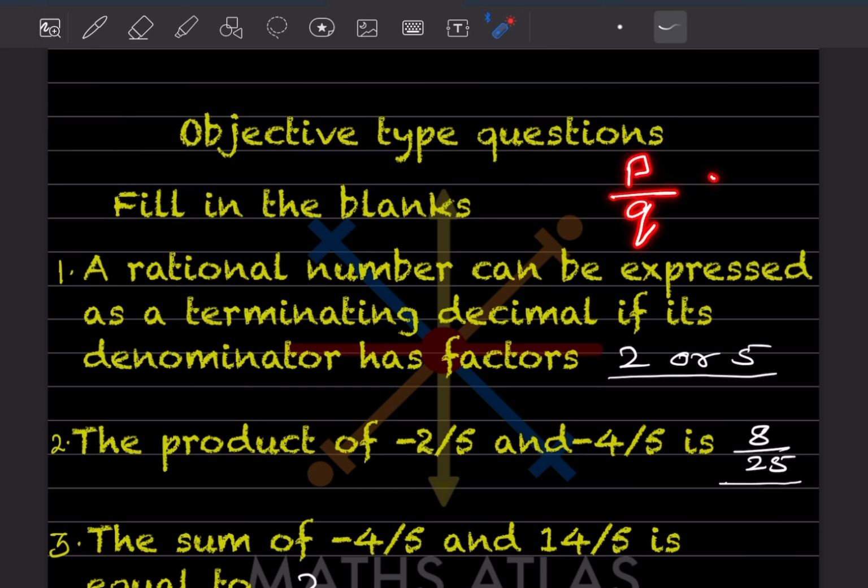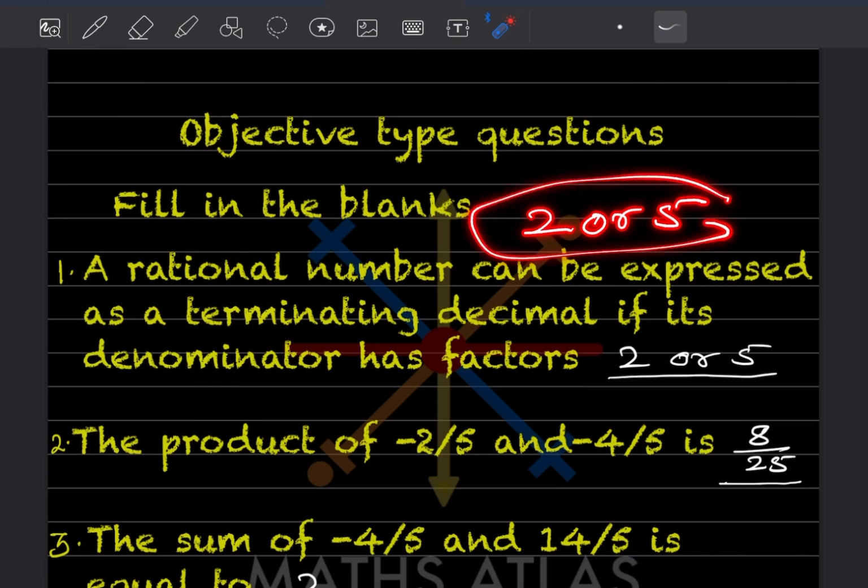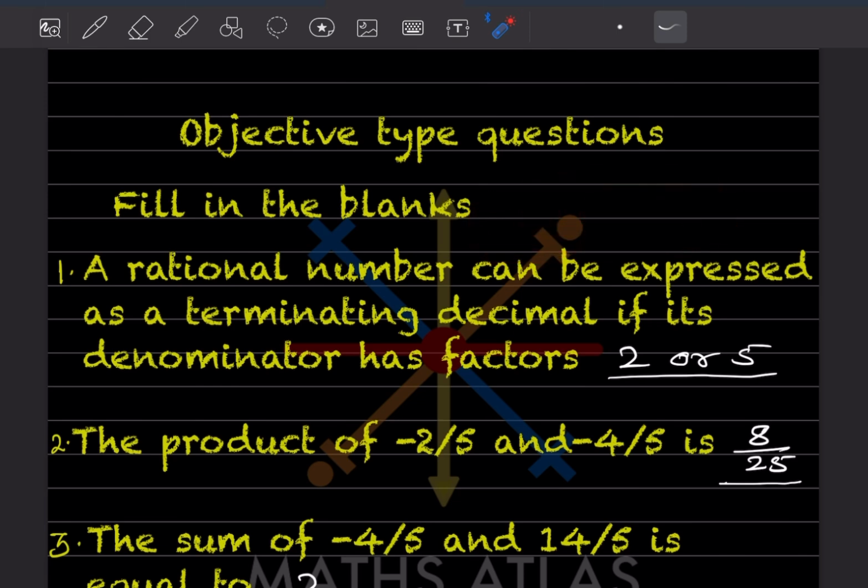or A by B, can be expressed as a terminating decimal if and only if the prime factorization of its denominator, which is the denominator in P by Q, contains only the prime factors. It can be 2 or 5. So this is the rule. So once again I will repeat, a rational number, that is P by Q, can be expressed as a terminating decimal if and only if the prime factorization of its denominator, that is the Q, contains only the prime factors 2 or 5. So this is the answer.